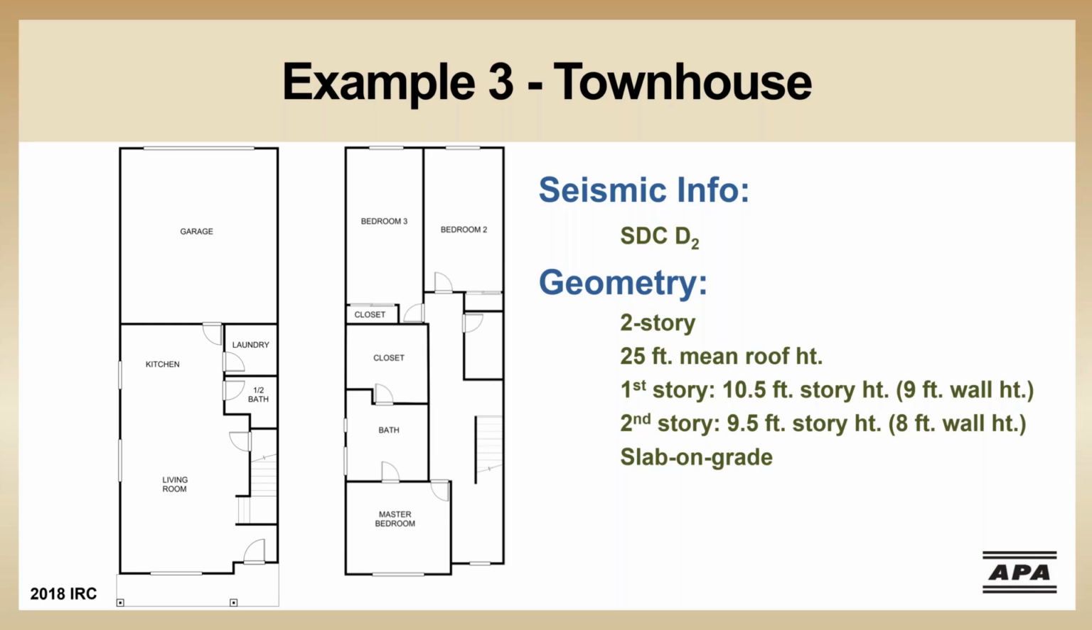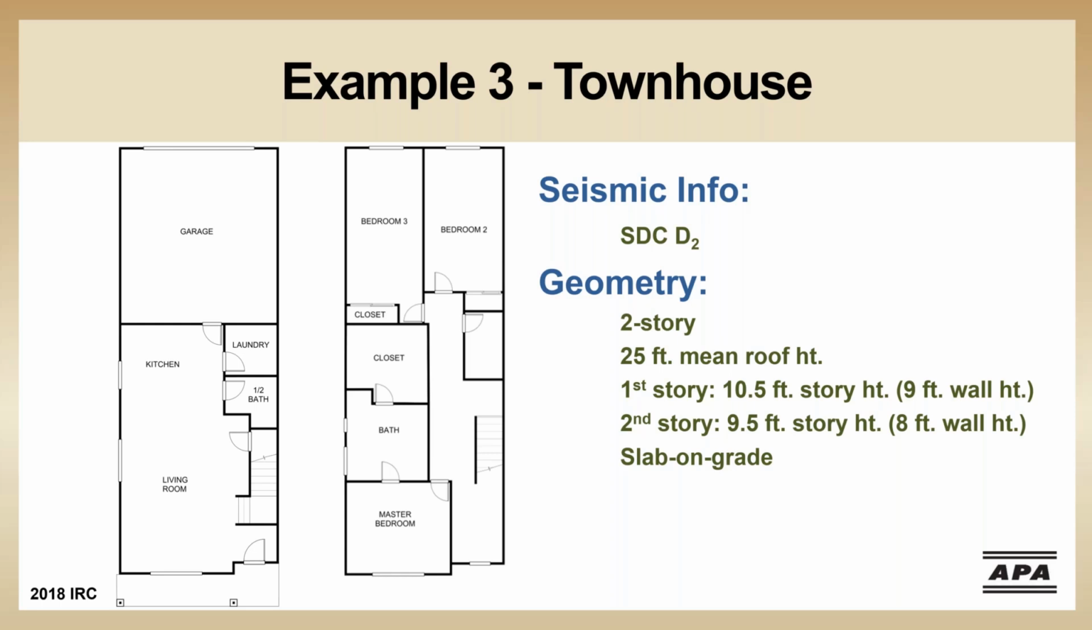So thanks, Karen, and thanks, Alita, and hello, everyone. Let me begin my portion of the presentation by working through a townhouse example. This is a plan from a builder in the Pacific Northwest. This building is a 2-story townhome with 9-foot tall first floor walls and 8-foot tall second floor walls. Note the story heights are 10.5 feet for the first story and 9.5 feet for the second story.